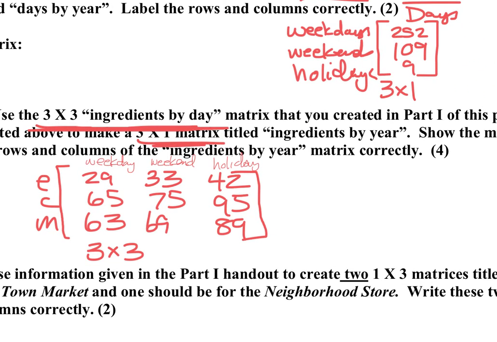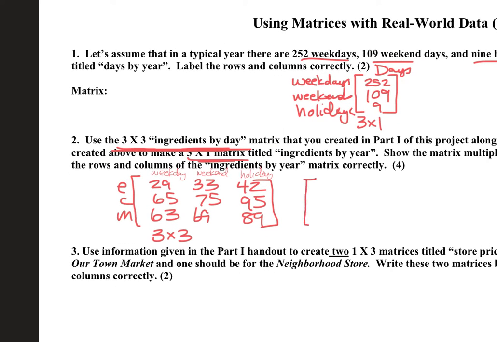All right, now let's take our 3 by 1 matrix that we just made. So we'll come over here, how many days are there? 252, 109, and 9. And this is weekends. Let me put days on there, actually. And holidays. All right, so we've got that. This is our 3 by 1. The inner numbers match on the dimensions, so we're good to go.